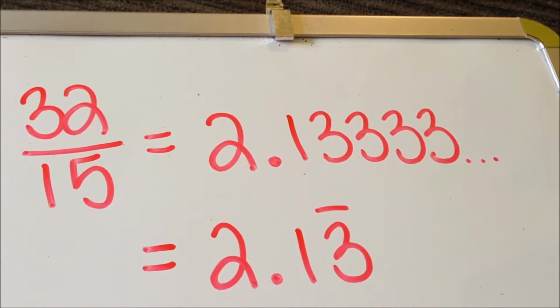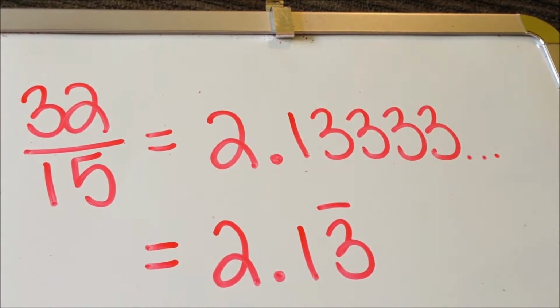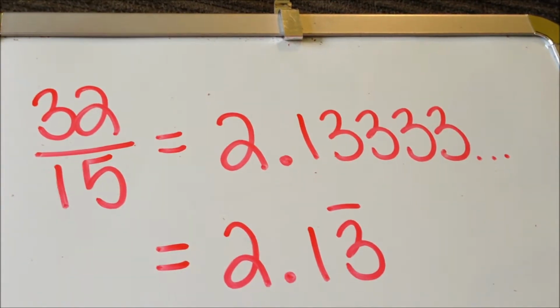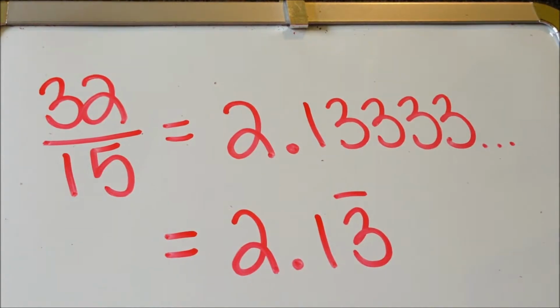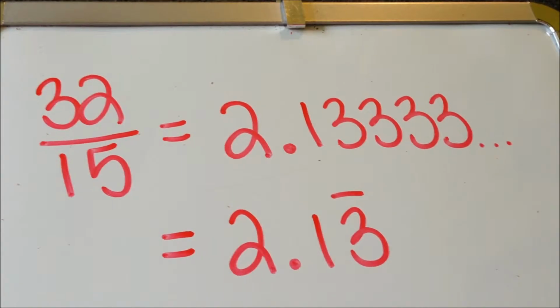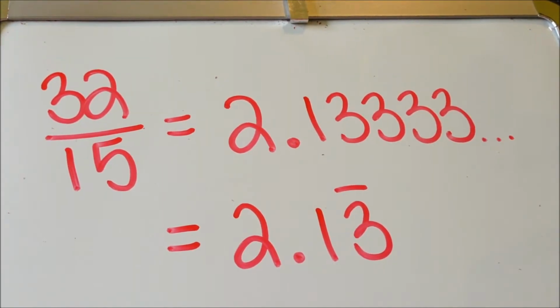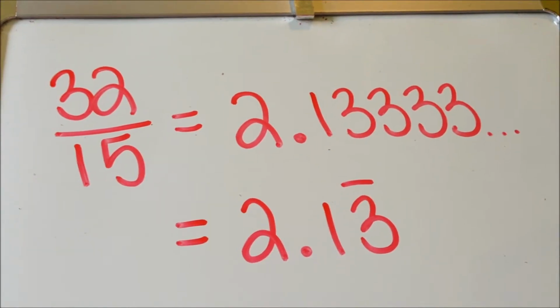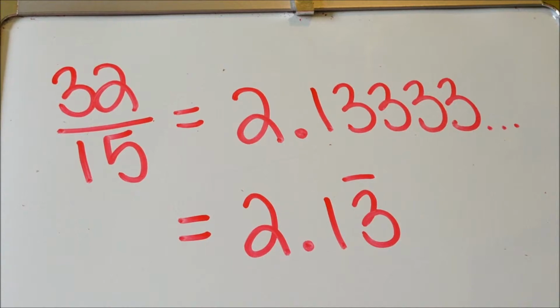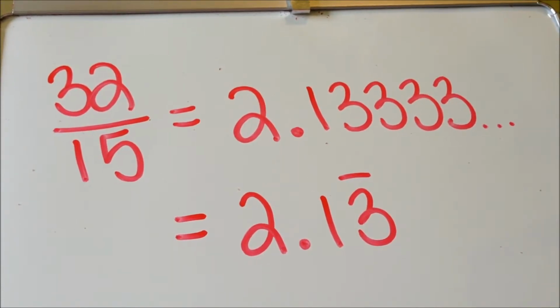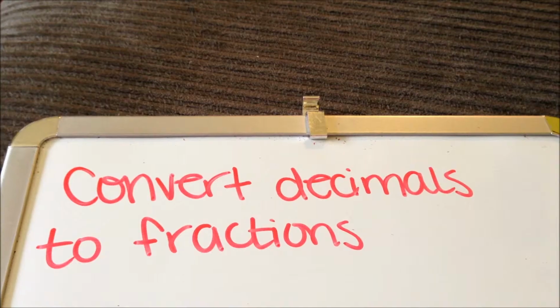One last example. Let's convert 32/15 to a decimal. If you type 32 divided by 15 into your calculator, you'll get 2.13333, etc. Your final answer is written as 2.13 with a repetend bar over the 3. You'll notice this time that there is a whole number other than 0 in your answer because we have an improper fraction, meaning we have more than one whole.